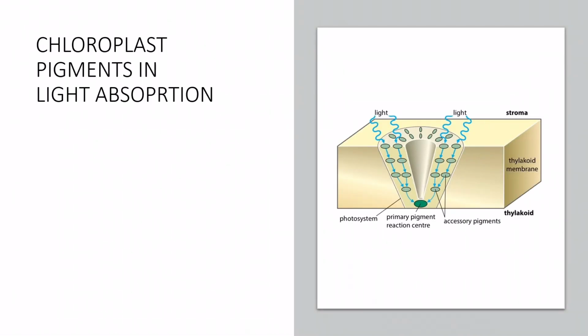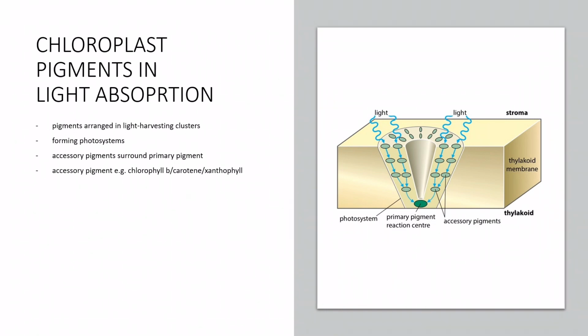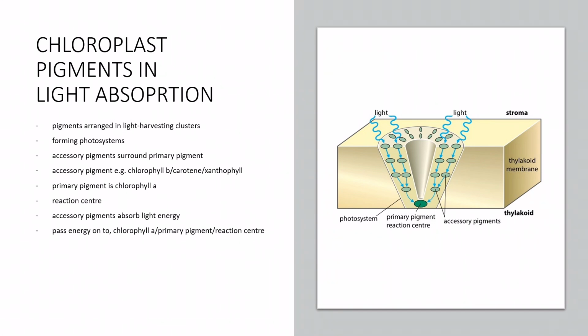So if there is a question asking to describe the role of chloroplast pigments, you can say that pigments are arranged in light-harvesting clusters, forming photosystems on thylakoid membranes. The accessory pigments surround primary pigment. Examples of accessory pigments are chlorophyll B, carotene, and xanthophyll, while an example of primary pigment is chlorophyll A. Accessory pigments absorb light energy to excite electrons and pass the energy to primary pigment. The pigments absorb light energy at different wavelengths to maximize the light energy absorbed for photosynthesis.